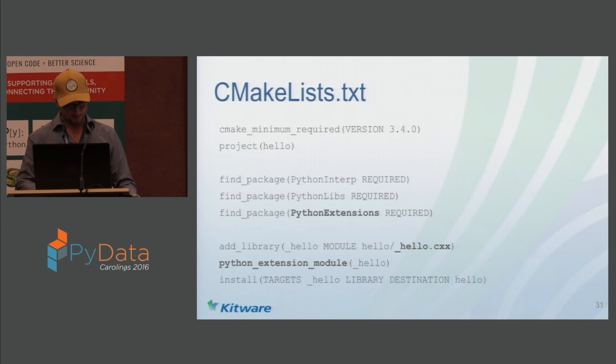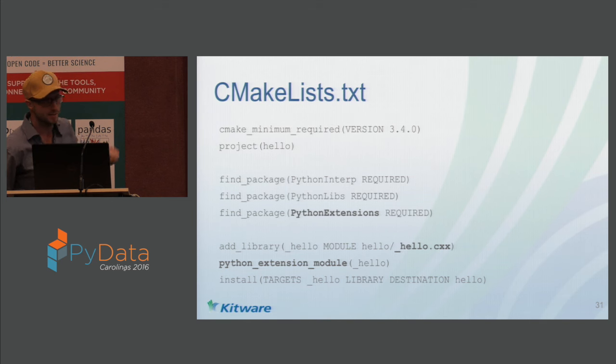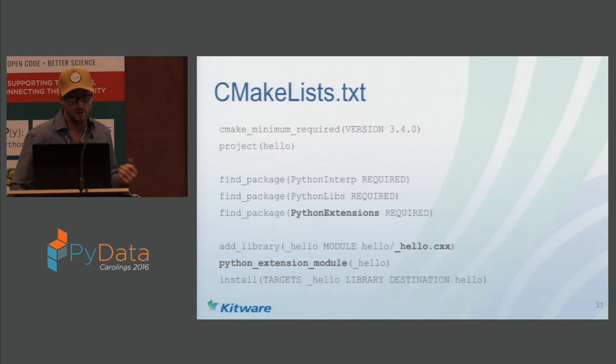And then how do you actually build that small hello.cxx? You have a CMake list. CMake list is a way of declaring your compiled project. You give a name, version. You require some dependency. We require Python. And we provide a Python extension module within scikit-build.